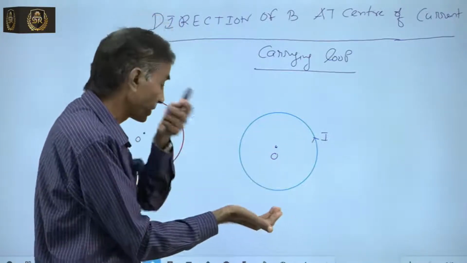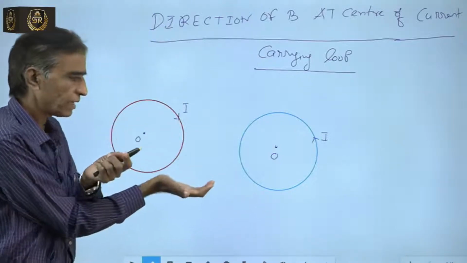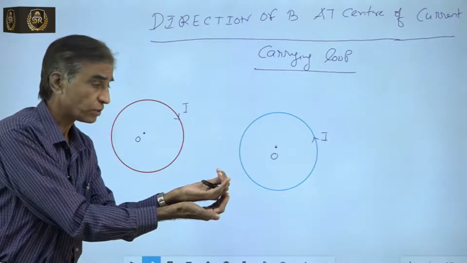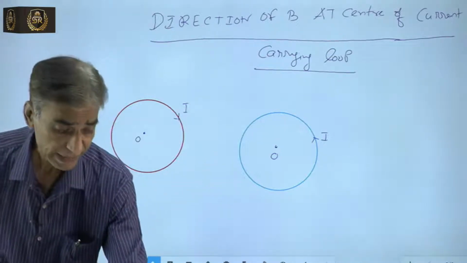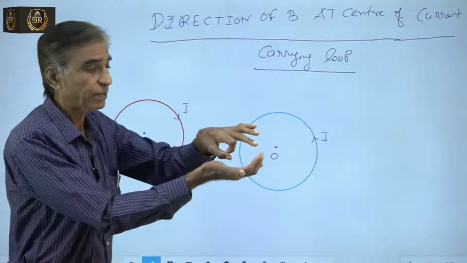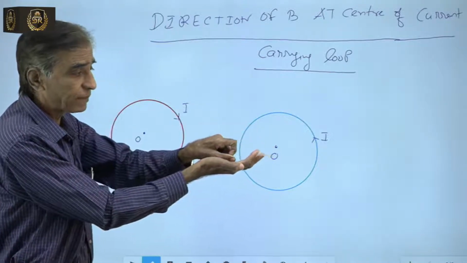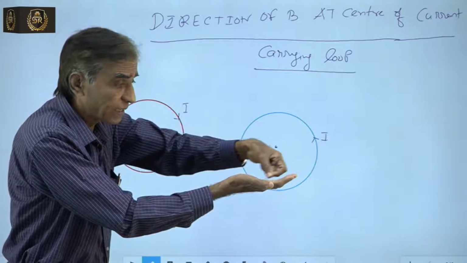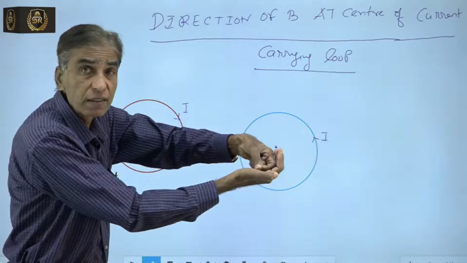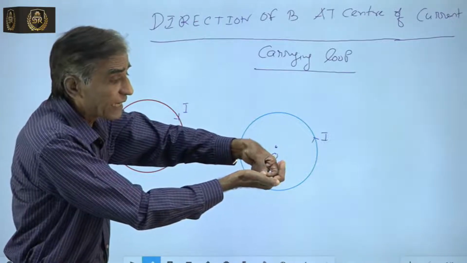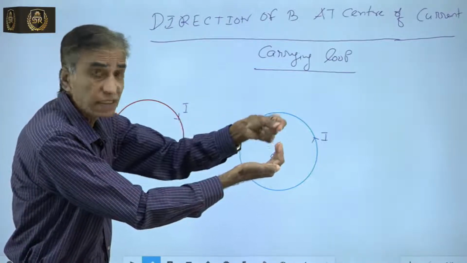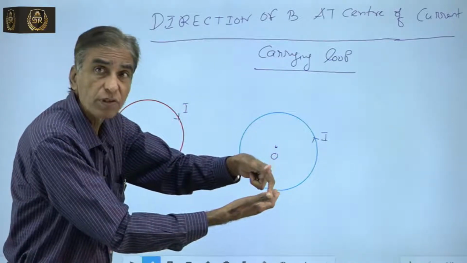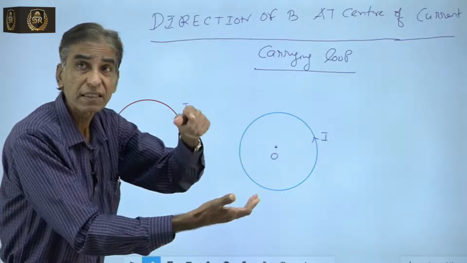See, for example, clockwise current. Now, I am imagining like this. This is my ring. So current is carried in the clockwise direction. I am imagining that this ring is kept in my palm and my fingers are curled in the direction of current. Is it clockwise or anti-clockwise? Clockwise. Then this direction of thumb will indicate the direction of the field.